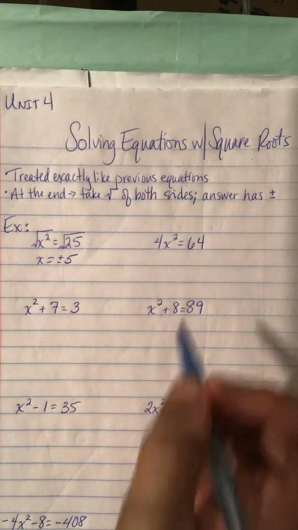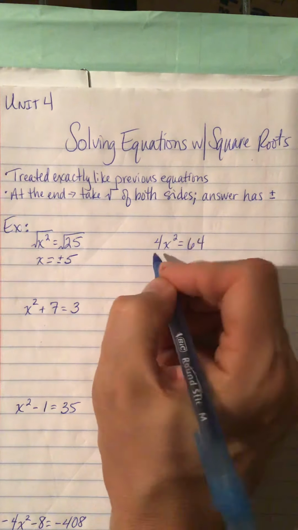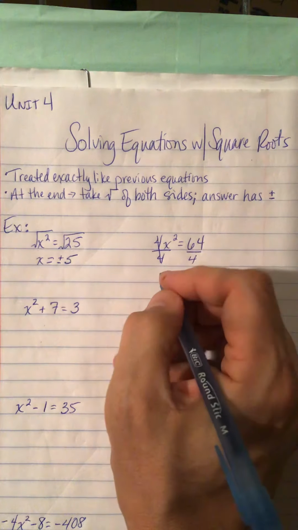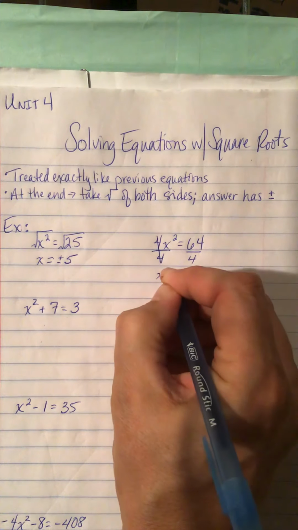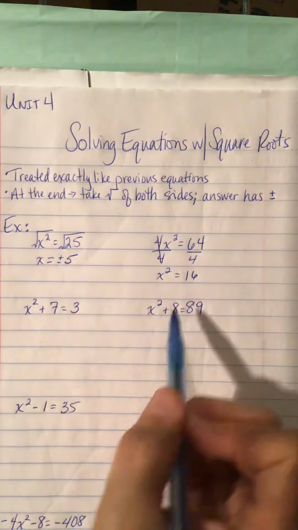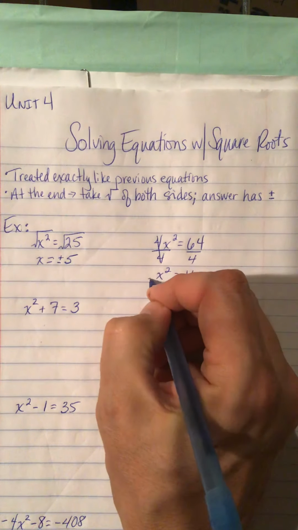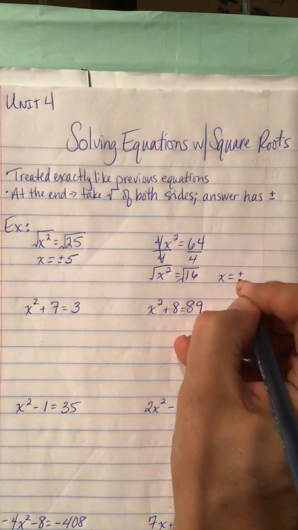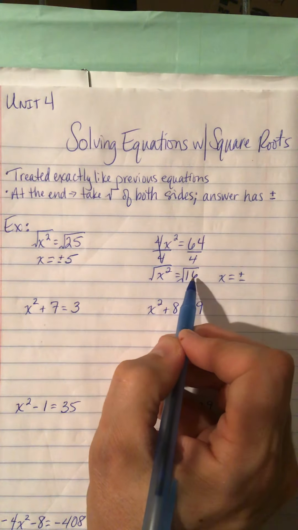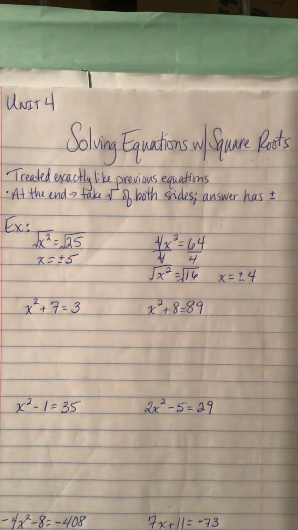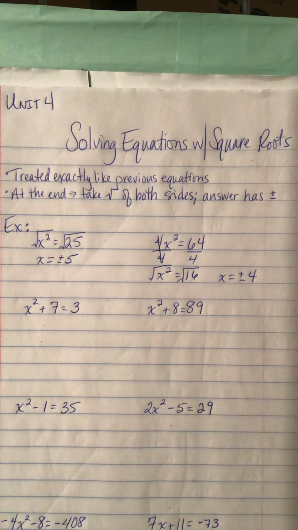Here's our next example, 4x squared equals 64. So we're going to divide both sides by 4, because just like with any other equation, we want the coefficient equal to 1. X squared is equal to 16. So just like this previous one, we have x squared all by itself. Let's take the square root of both sides. And we see that x is equal to plus or minus. What number would you multiply by itself to get 16? You multiply 4. 4 times 4 is 16. So positive 4 times positive 4, or negative 4 times negative 4.